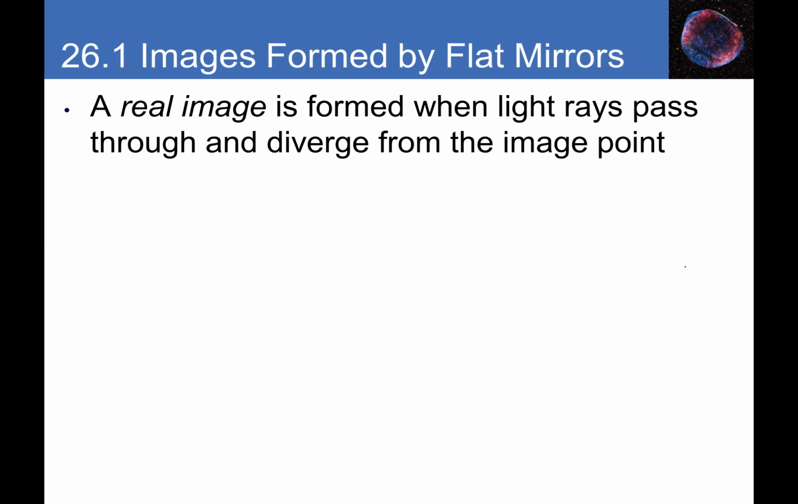It will be easy for us if we understand the formal physics definition of a real image and a virtual image. And here's the real image. A real image is formed when light rays pass through and diverge from the image point. The idea here is that the image point should be where actual light rays are going through that point. So if actual light rays go through that point, then you have a real image.